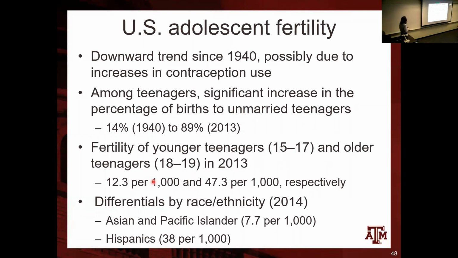So the overall adolescent fertility in the US has been declining since 1940, possibly because of the increase in the use of contraception. Among adolescents, there was a significant increase in the percentage of births to unmarried teenagers, from 14 to 89% between 1940 and 2013. And I will talk more in detail about this, continuing on this topic in the next class.